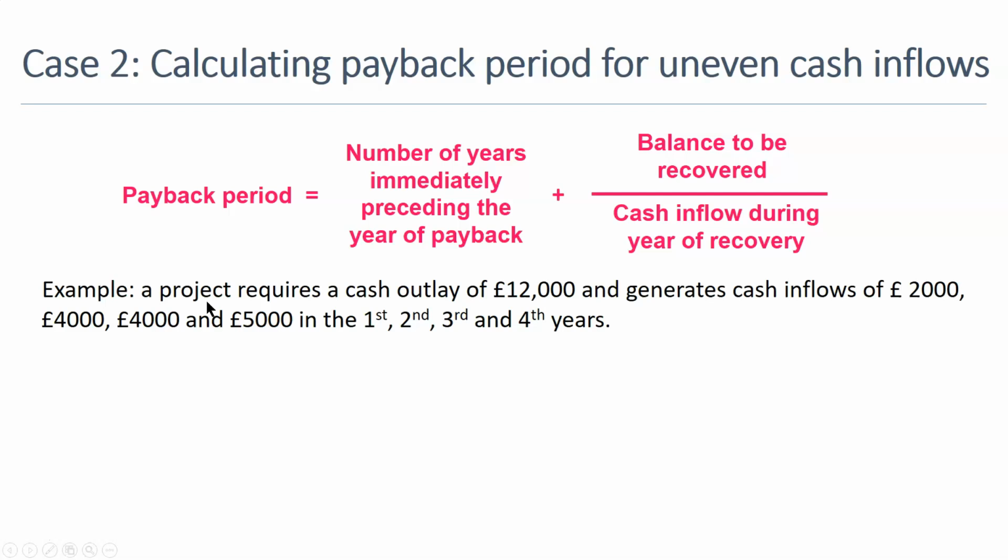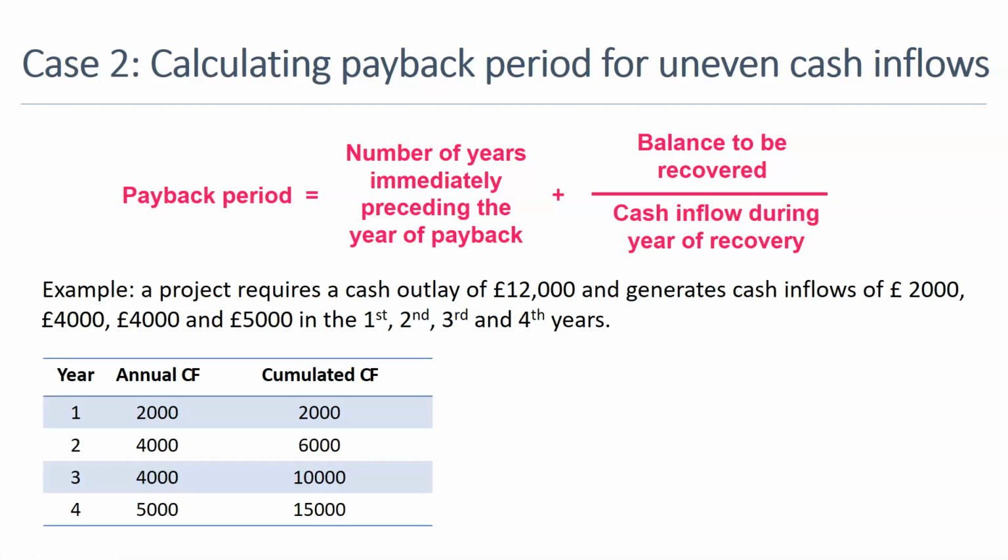Let's imagine that we have a project which requires an initial outlay of £12,000 and will generate the following cash inflows: £2,000, £4,000, £4,000 and £5,000 in the next 4 years. Let's present this information in the form of a table. These are our annual cash flows, and we need to add another column where we will calculate the cumulated cash flow. In other words, how much total cash flow we will have reached by a certain time period.